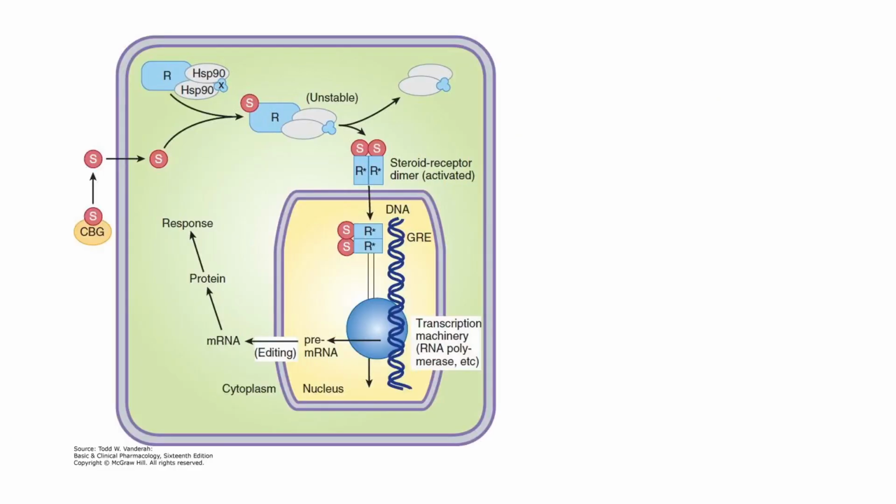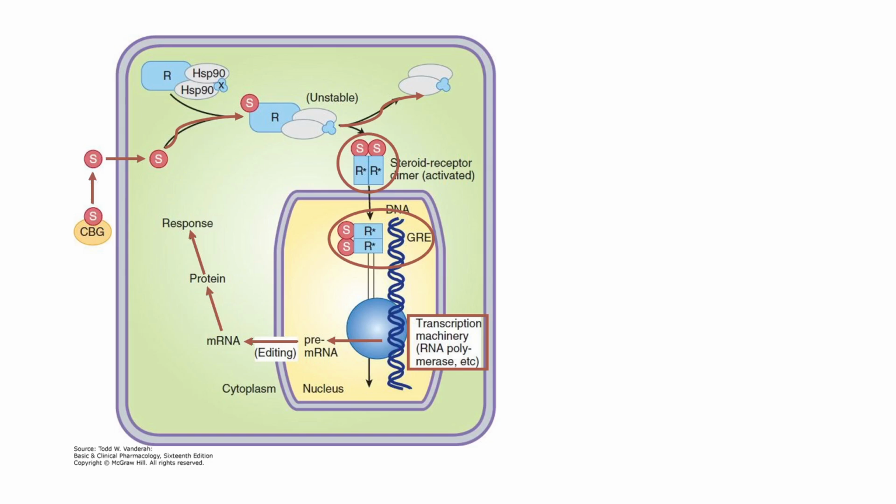This picture describes the interaction of a steroid with its receptor. The steroid, or more specifically cortisol, breaks free from the corticosteroid binding globulin, or CBG, and enters the cell to bind to the glucocorticoid receptor in the cytoplasm. The stabilizing proteins bound to the receptor are released, allowing the steroid receptor dimer to enter the nucleus, bind to the glucocorticoid response element, or GRE, on the gene, and regulate transcription by RNA polymerase. mRNA is edited and exported to the cytoplasm for protein synthesis and subsequent hormone response.